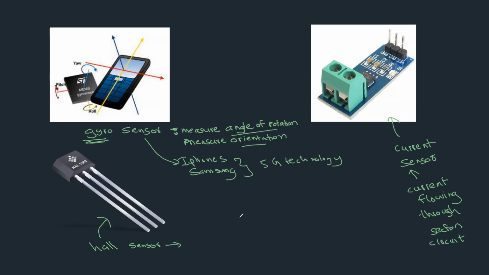This is basically used to measure the magnetic field in the environment. Right? So the magnetic field in the environment we can measure using the Hall effect sensor. We call this the Hall effect sensor. So the Hall effect sensor will detect the magnetic field in the environment, and it will give the amount of magnetism around in the environment.